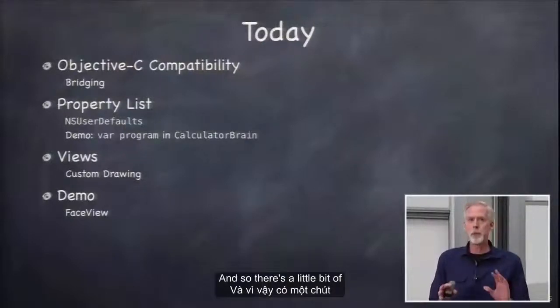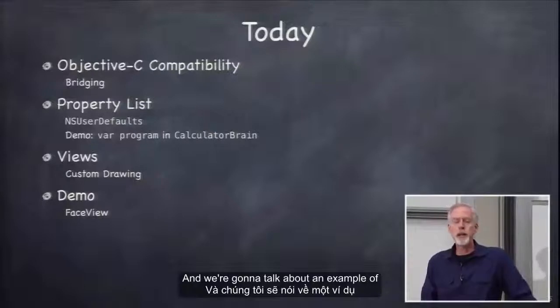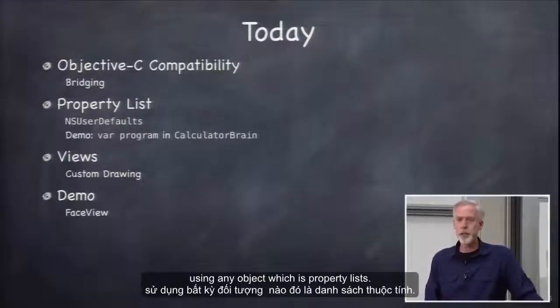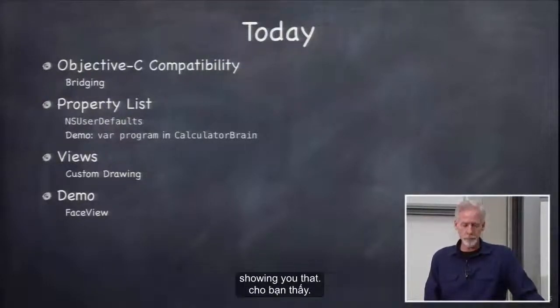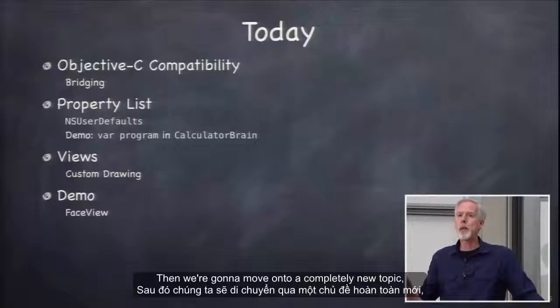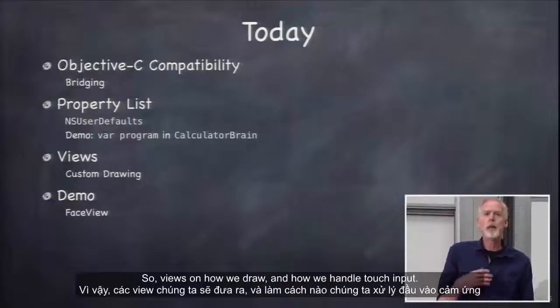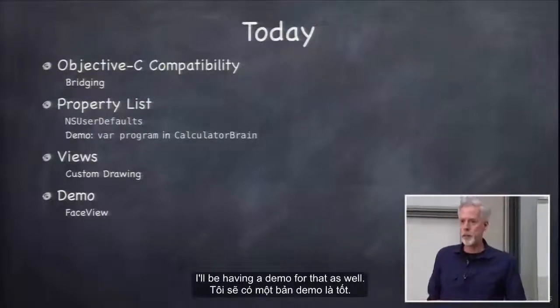And so there's a little bit of bridging between the Swift world and the old world. And we're going to talk about an example of using any object, which is property lists. And I'm going to do a kind of a brief demo even, showing you that. Then we're going to move on to a completely new topic, which is views. So views are how we draw and how we handle touch input in our UI. And so we're going to go over that, and I'll be having a demo for that as well.